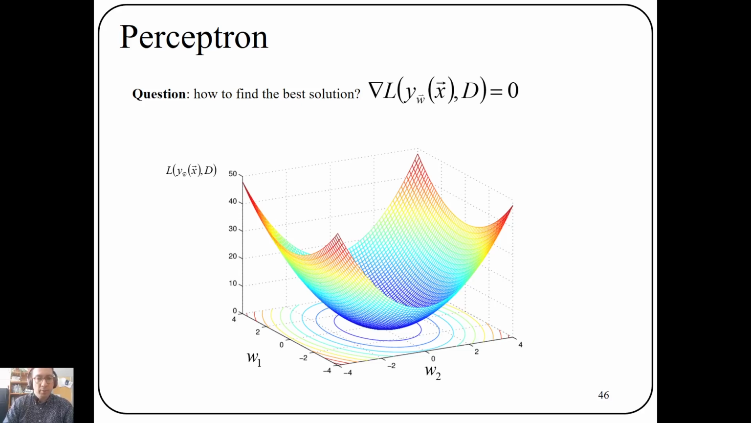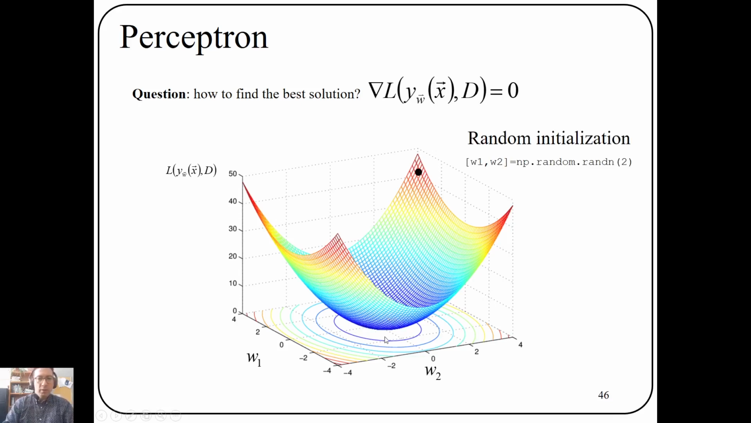So the goal of training, whether it is a perceptron or any other neural network, is to find the best solution. And the best solution is where the slope of this function here is equal to 0, or if you prefer, where the gradient is equal to 0. The gradient means the slope in the x and y coordinate, or along the W1 and W2 axis.